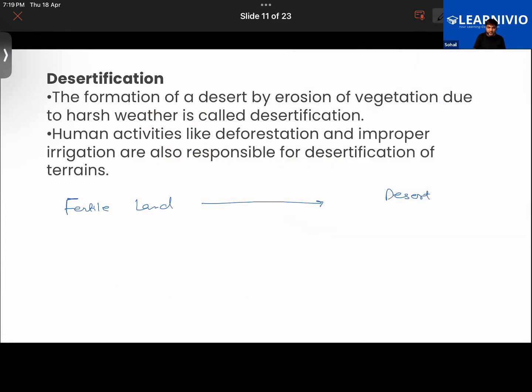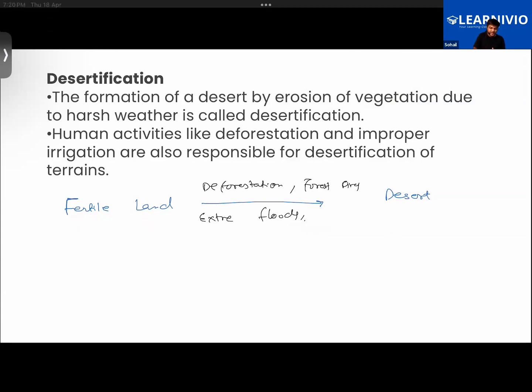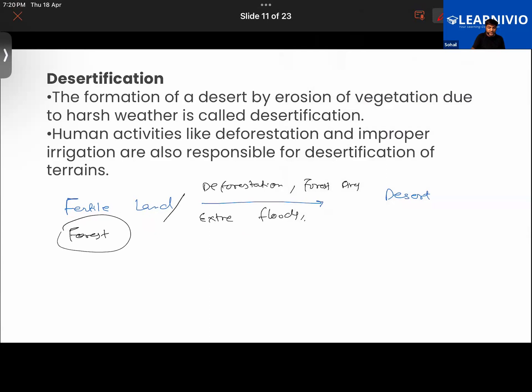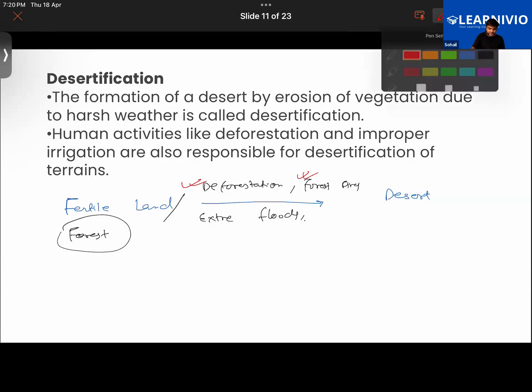So what could be the reason? Harsh climatic conditions, human-made interventions. Deforestation could be the reason for it. You have forest fires, you have extreme floods. All these lead to the conversion of a fertile land, or most appropriately a forest, into a desert. The main cause of a forest turning into a desert that we have seen is deforestation and forest fires. And there have been some other natural calamities also.